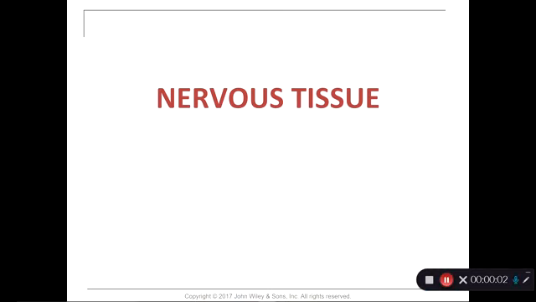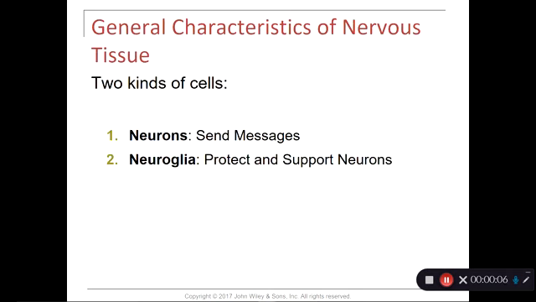Nervous tissue is the final type of tissue that we're going to be discussing here today. And really, nervous tissue is composed of two different types of cells. You've got neurons, which send the messages. This is the one that when somebody says thinky parts of your brain, you are thinking neurons. These are the things that send messages. They relay information and interpret information.